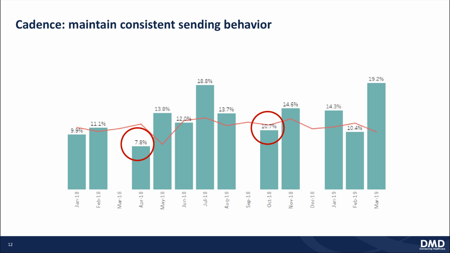So again, we really want to create a scenario where we've got a consistent sending schedule over the course of the year. Again, at least 1 message a month minimum. But certainly, ideally speaking, it would be even more than that, so that our brand is constantly top of mind with each one of these healthcare providers.